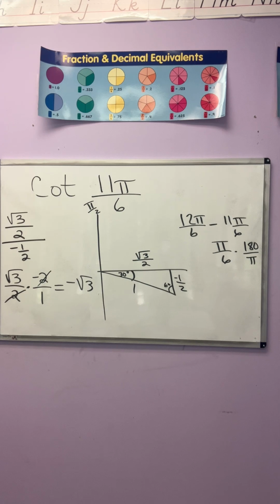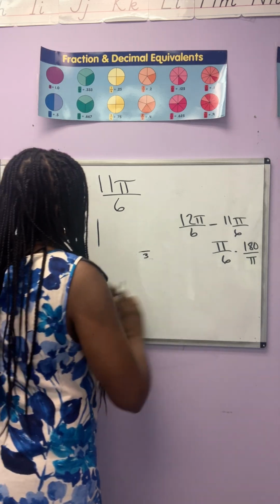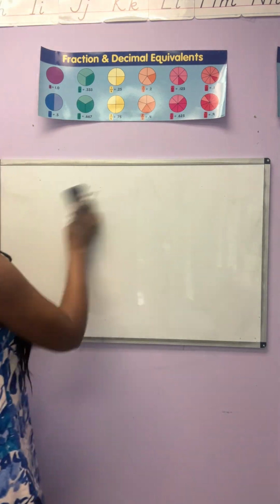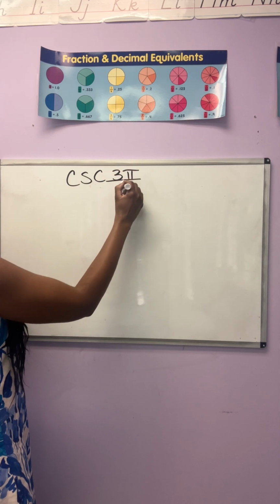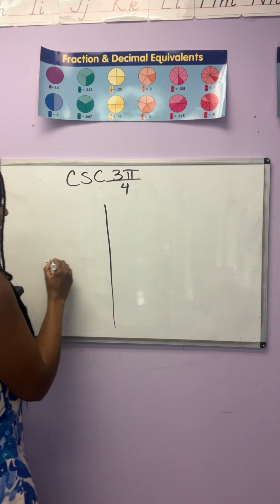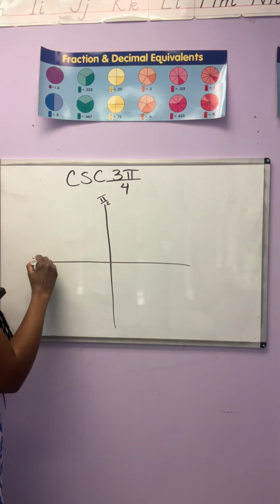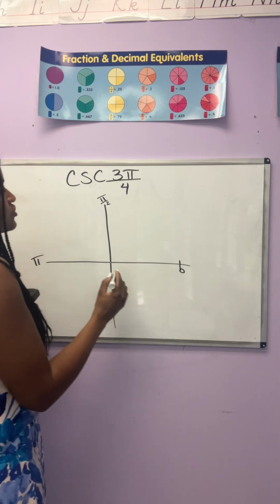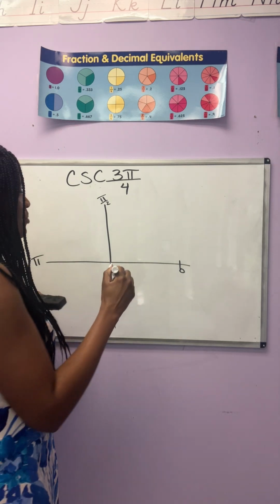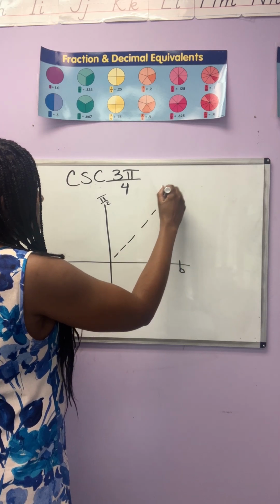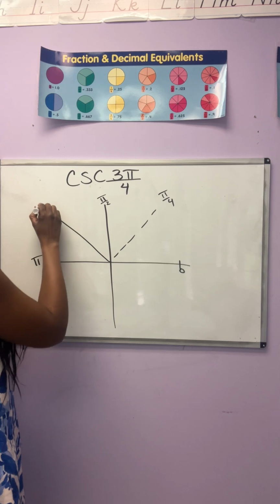All right, now let's solve for cosecant of 3 pi over 4. All right, so this is pi half, this is pi, 0. So if you imagine breaking up your unit circle, the top part, into 4 parts, this would be pi over 4, 1 pi over 4, 2 pi over 4, and this is what we're looking for, 3 pi over 4.